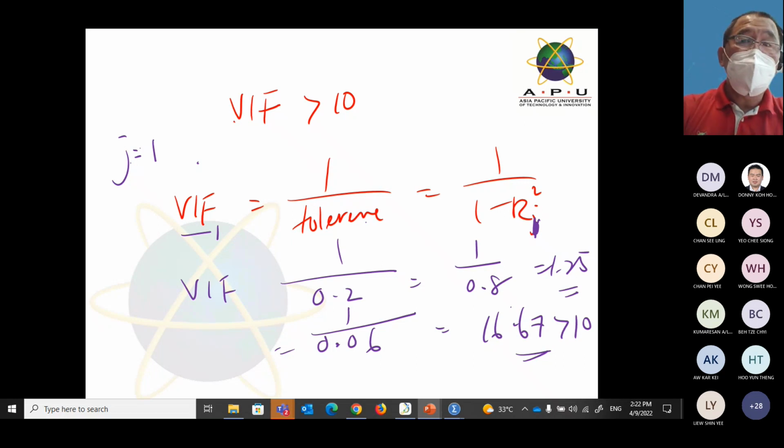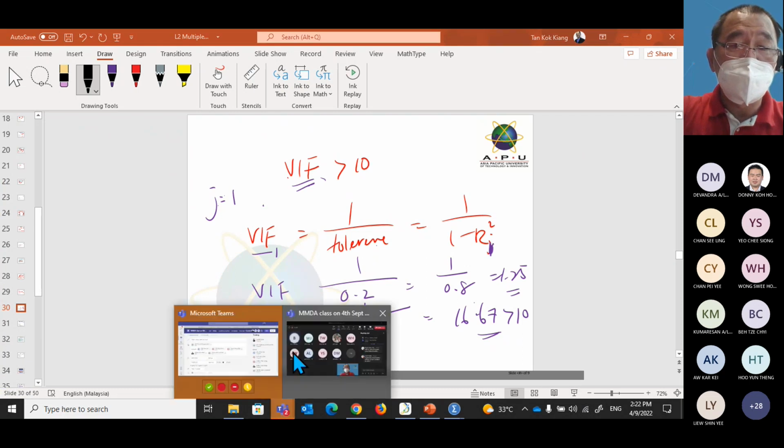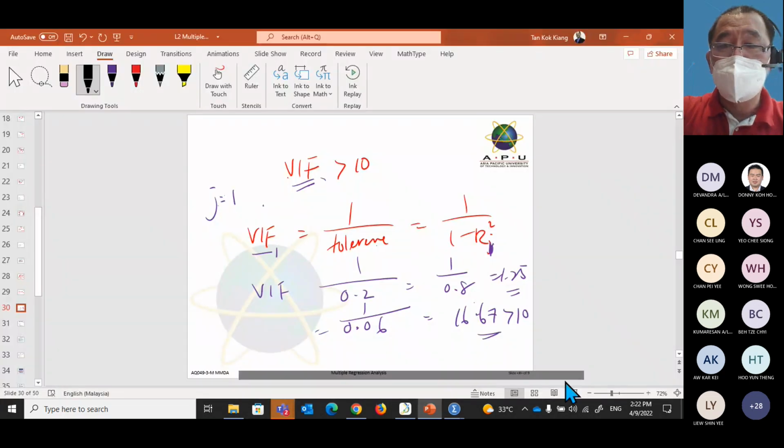So this is the formula, but actually it's very easy for us because we can use the software to get the variance inflation factor. Don't worry, in a short while we see. Now continue.